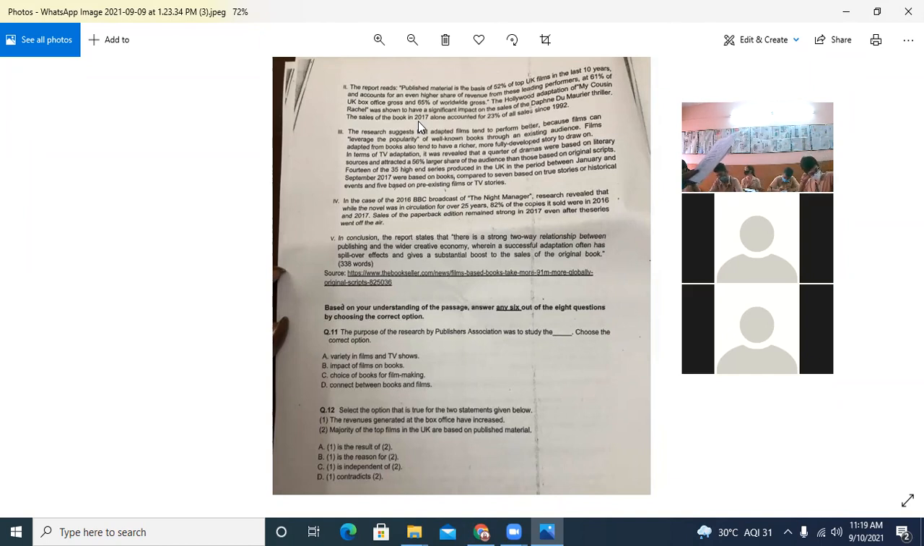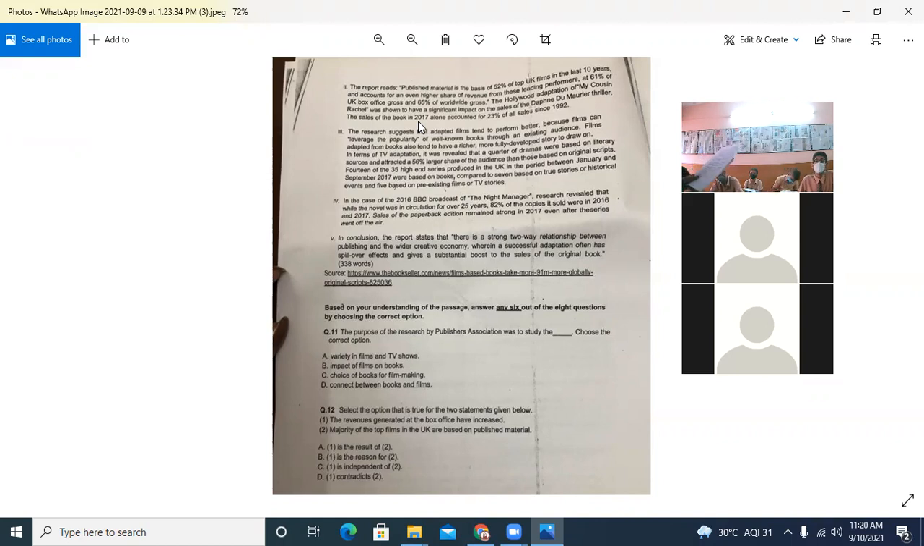Now, last one, in conclusion, the report states that there is a strong two-way relationship between publishing and the wider creative economy, wherein a successful adaptation often has spillover effects. Spillover means unrelated effects. Okay? There is a strong two-way relationship between publishing and wider creative economy. Films and books, or TV serials and books, they have two-way relationship. Wherein a successful adaptation often has spillover effects and gives a substantial boost to the sales of the original book. And after the series, the sales of the book also increased. Just understand the meaning, what the writer wants to deliver to you.